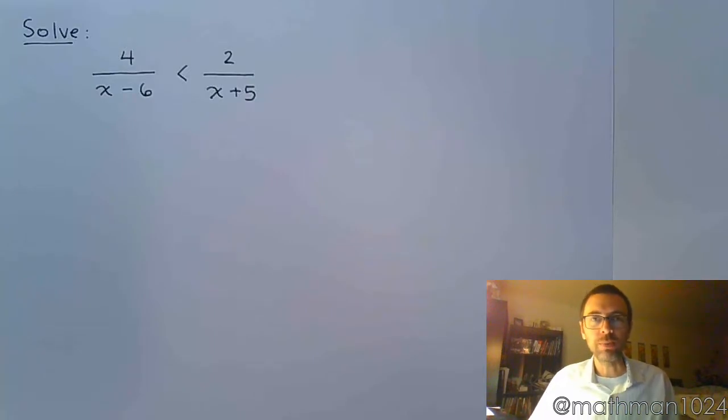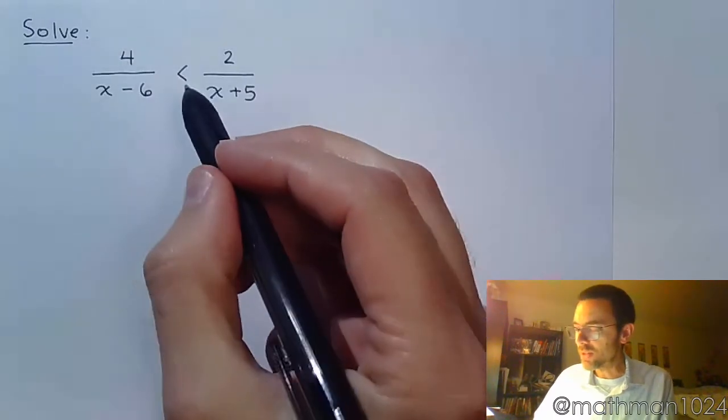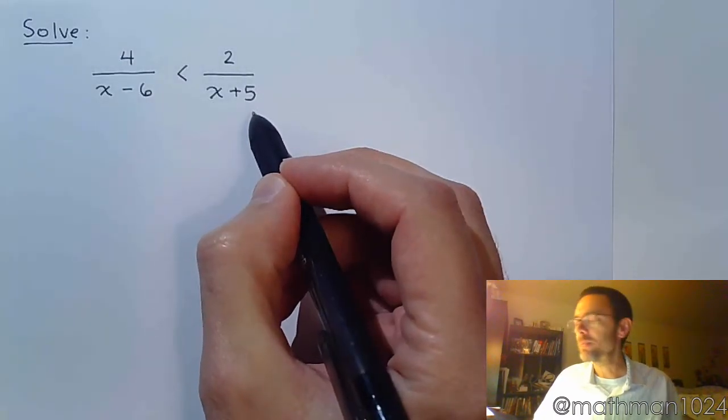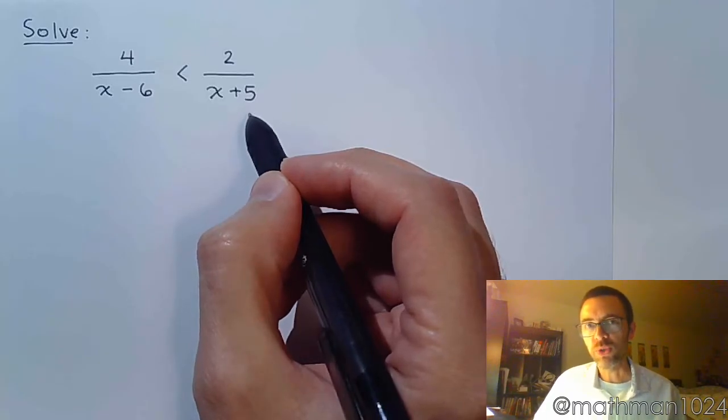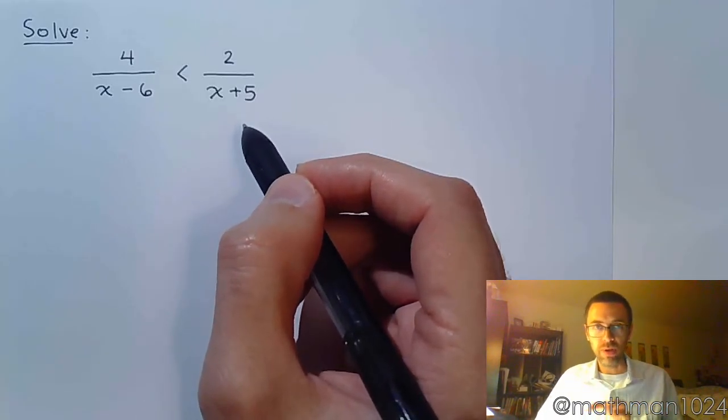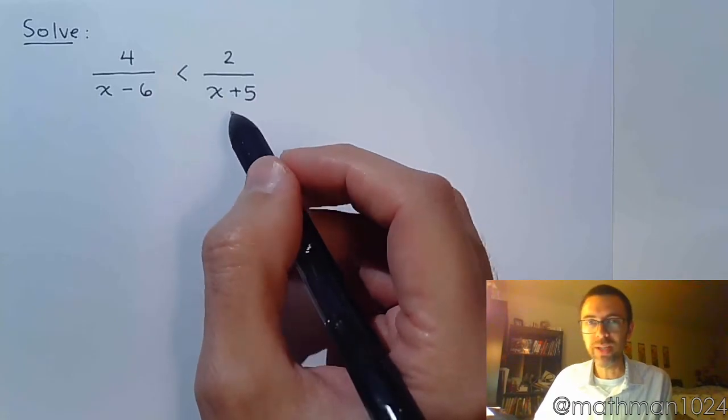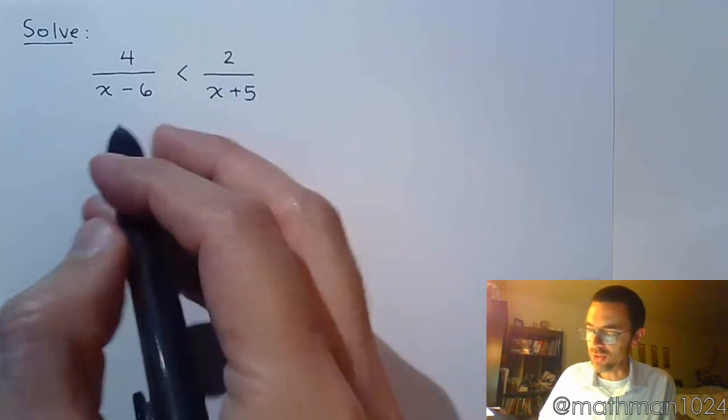Here we have another example of a rational inequality. We have 4 over x minus 6 is less than 2 over x plus 5. So one of the first things we have to do is get everything onto one side of the inequality. The easiest way is to just move this fraction over here to the left.